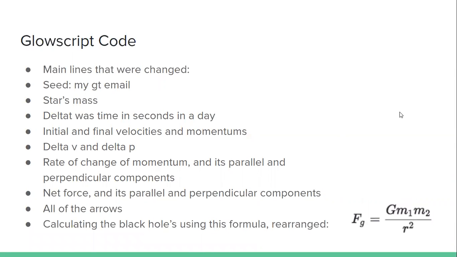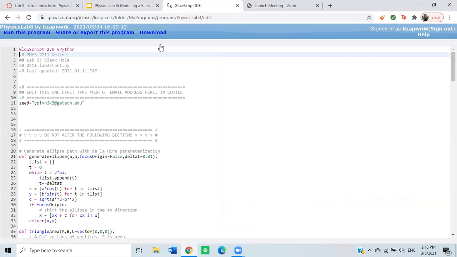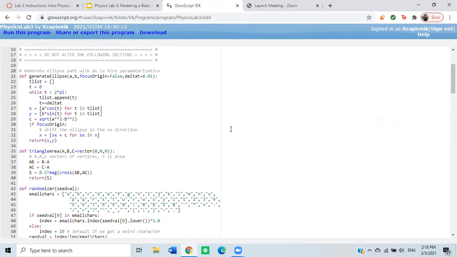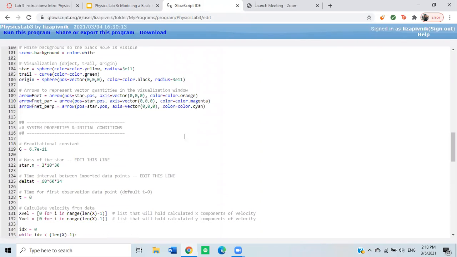So for the GlowScript code for this lab, we can see it right here. There's several lines that I had to change. First of all, the seed up here, which generated the trajectory of the star, is my GT email. And if we scroll further down, none of this code had to be changed, but we have our G, gravitational constant, and then the star's mass, which was given to us, which was 2 times 10 to the 30th, and then the delta t, which is just the number of seconds in a day, so 60 times 60 times 24.